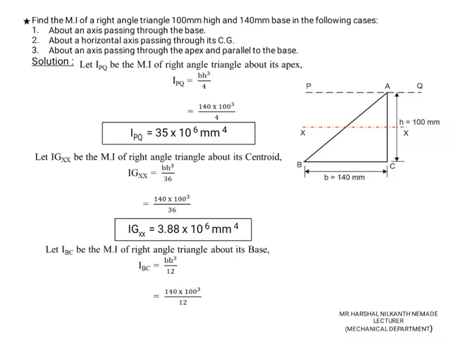Let IBC be the moment of inertia of the right angle triangle about its base. IBC is equal to BH cube divided by 12, is equal to 140 into 100 cube divided by 12. IBC is equal to 11.66 multiplied by 10 raised to 6 mm raised to 4. This is your final answer.